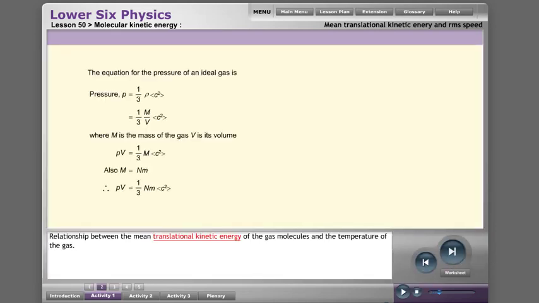Relationship between the mean translational kinetic energy of the gas molecules and the temperature of the gas.